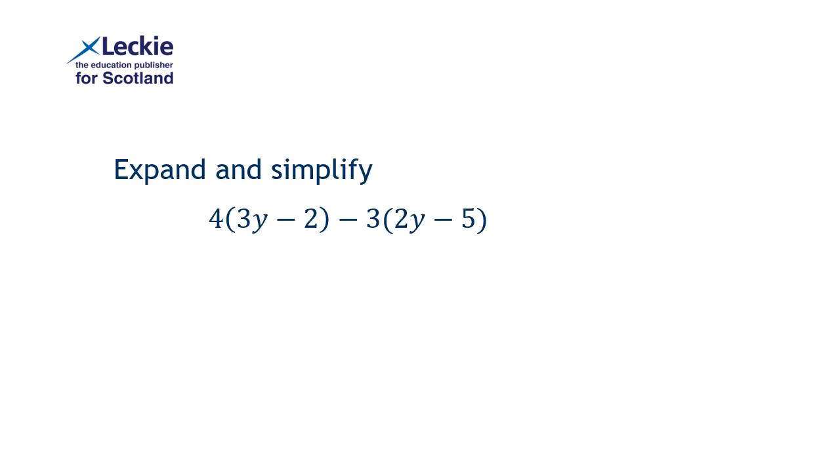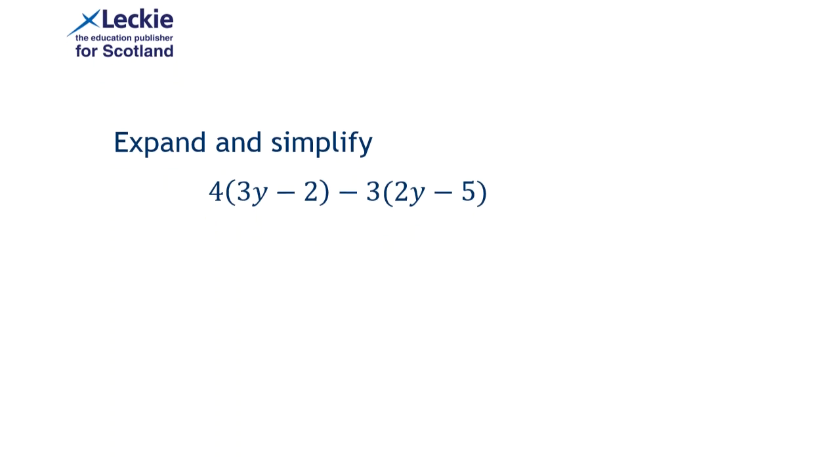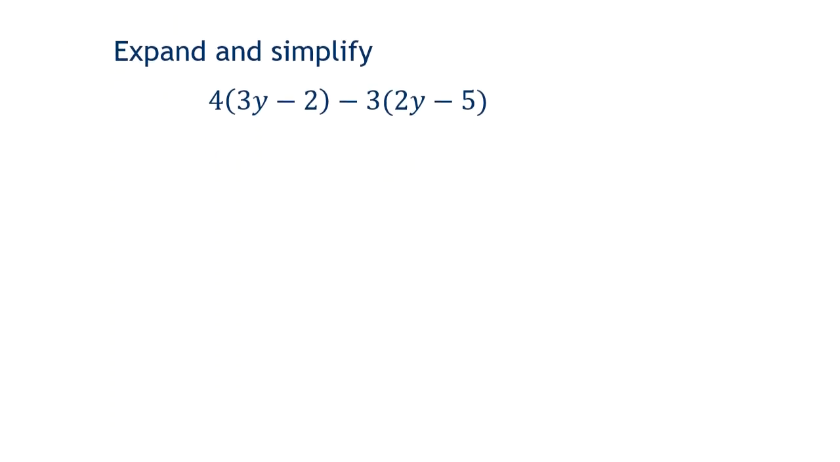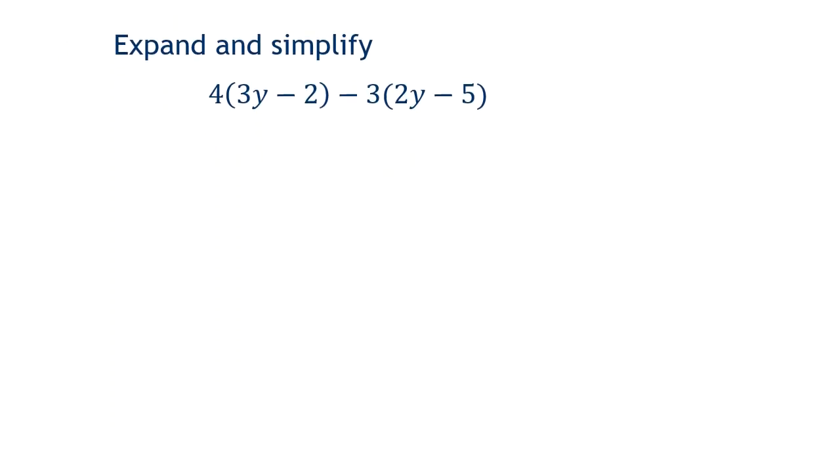Now you can see here in this first question the instruction we've been given is to expand and simplify, and so we need to be very careful to do both of those steps and do them correctly. So first of all, expanding, we're using something called the distributive law. This essentially means we've got 4 multiplying by everything inside this first bracket.